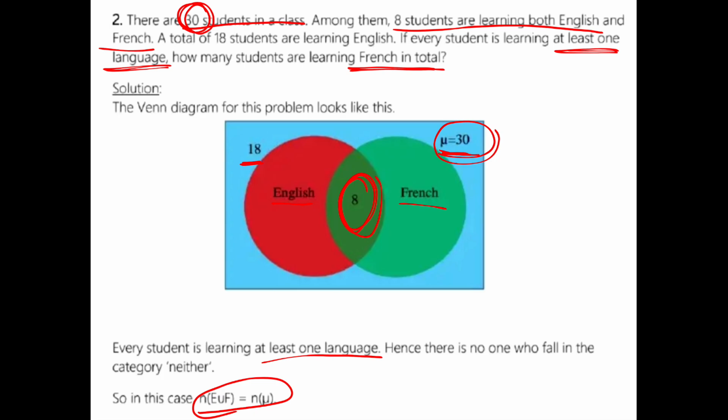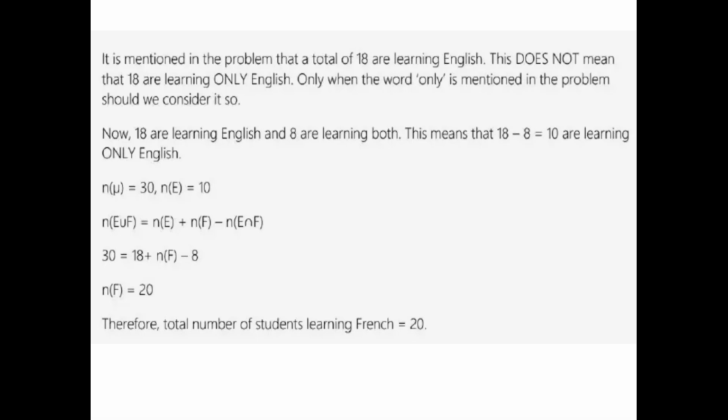Again, it is given that among the students, 8 are learning both English and French. What we are looking for is how many are learning French in total. At least one language is learned, so there is no one in neither. It is mentioned in the problem that a total of 18 are learning English.